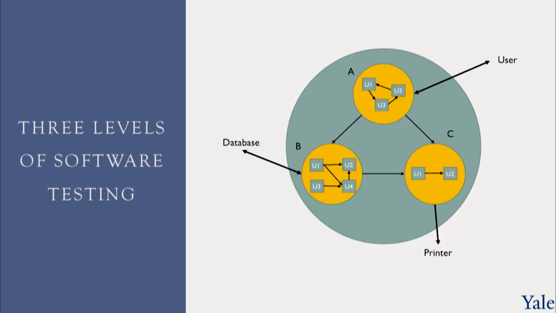So let's, again, look at it more graphically. This could be our software. The green box is the system. The system consists of a set of modules. These are the yellow things. And each module consists of a set of units, the smallest boxes in the middle. So we can have unit testing, checking this level. We could have module testing.